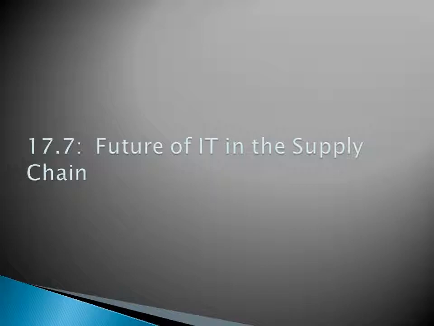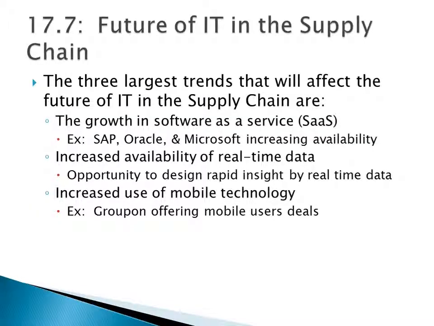17.7, Future of IT and Supply Chain. The three largest trends that will affect the future of information technology in the supply chain are the growth in software as a service, for example, SAP, Oracle, and Microsoft; increased availability of real-time data, and the opportunity to design rapid insight from the real-time data you've received; and increased use of mobile technology, for example, Groupon offering mobile users deals through email.